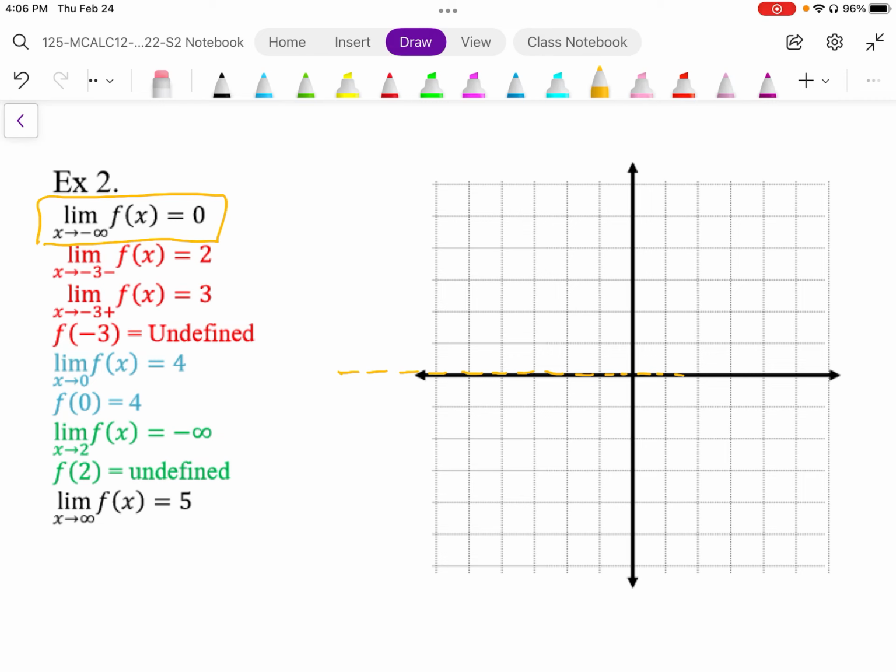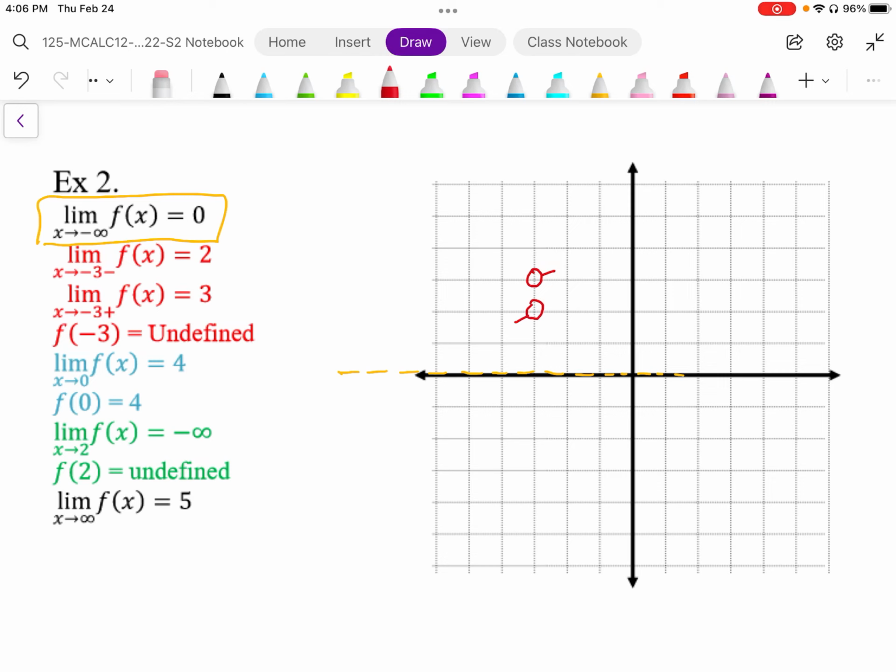For the red part here, as x approaches negative 3 from the negative side, it's equaling 2. So at negative 3, it's approaching 2. It's kind of going like that. And as it approaches negative 3 from the positive side, it's equaling positive 3. So it's going to look something like that. And we don't actually have a coordinate defined at negative 3.